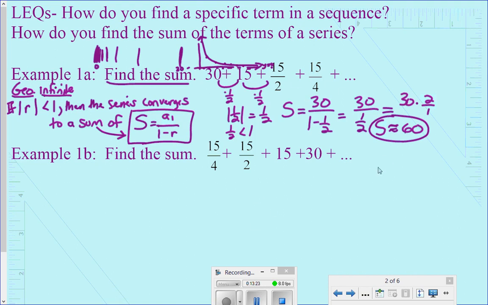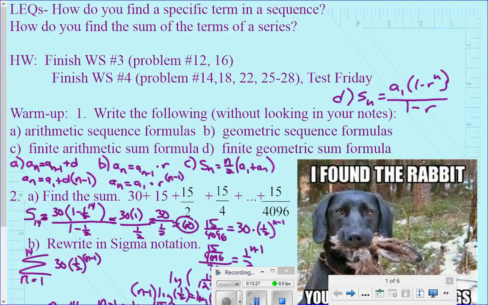Well, that answer looks familiar because if you recall in the warm-up, we found the sum of just 14 terms, right? We stopped. It was not infinite, it was finite, and that was 60. Now, keep in mind, the reason that came to be 60 was back here, 1/2 to the 14th power was so insignificant that it got rounded to 0, which made this 30 times 1.